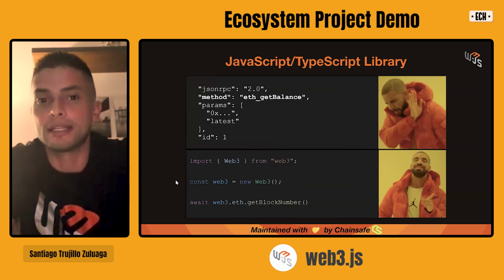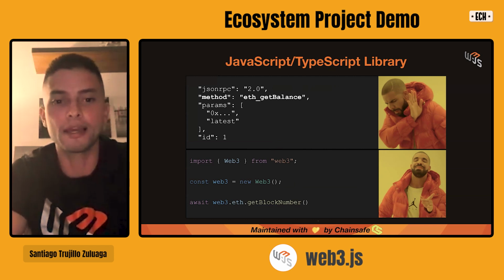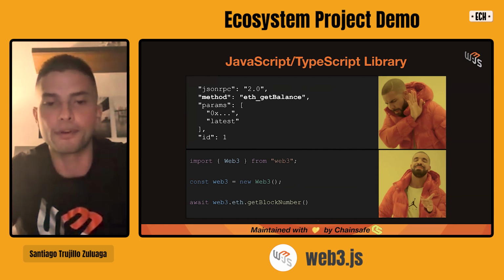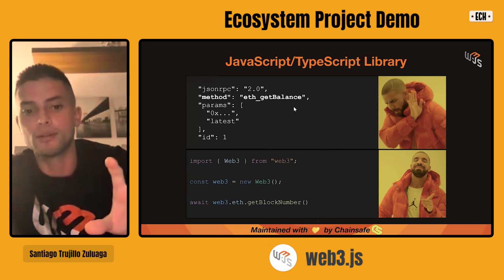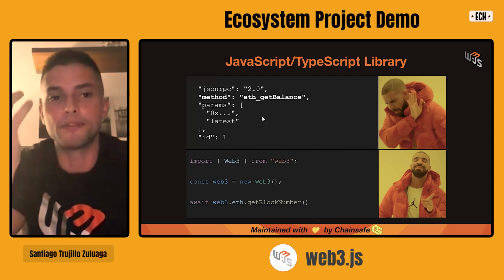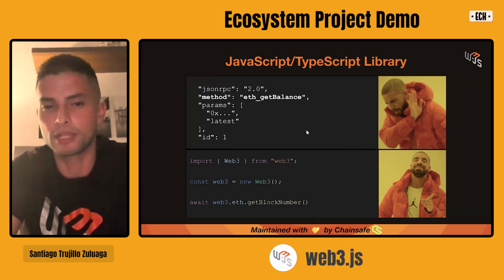So Web3.js is basically an abstraction over the Ethereum JSON RPC API to interact with any EVM network. So in this case, if you want to get the balance of, or get the block number of a specific wallet, what you need to do is to send this JSON RPC call. But as a developer, you don't really want to send these manual things. And with Web3.js, if you know JavaScript, this is the only thing that you need to do.